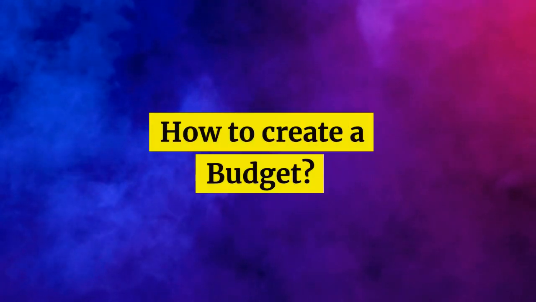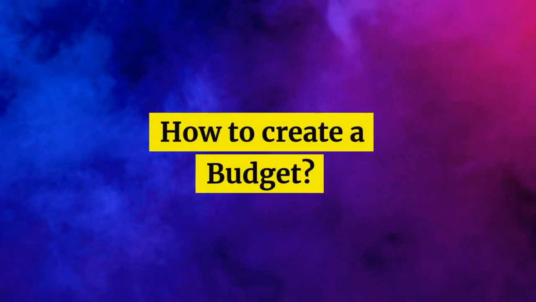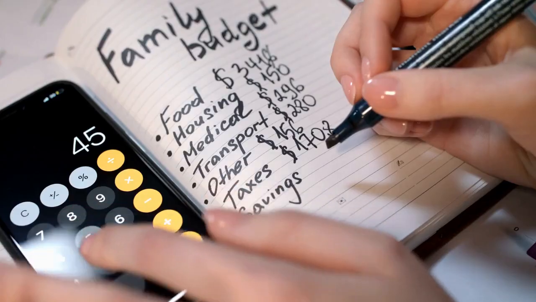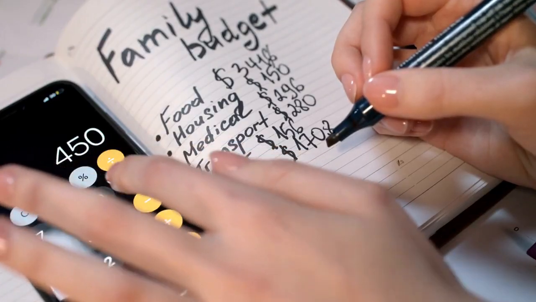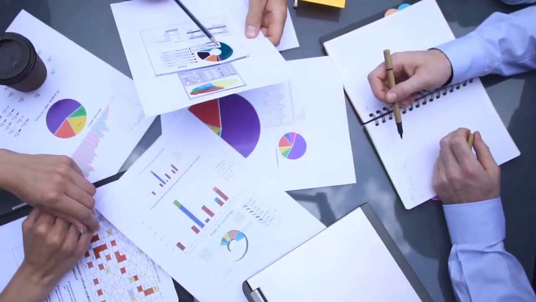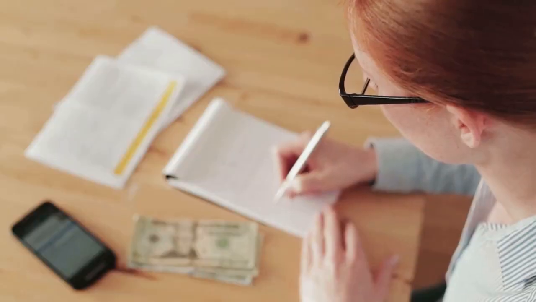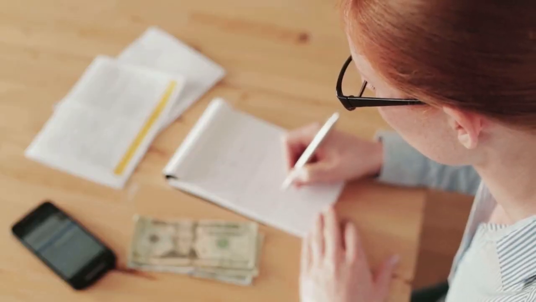So, how do you create a budget? Here are the steps. Number 1. Gather your financial information. The first step in creating a budget is to gather all of your financial information. This includes your income, expenses, and any outstanding debts. Write down all of this information so that you can see it clearly.